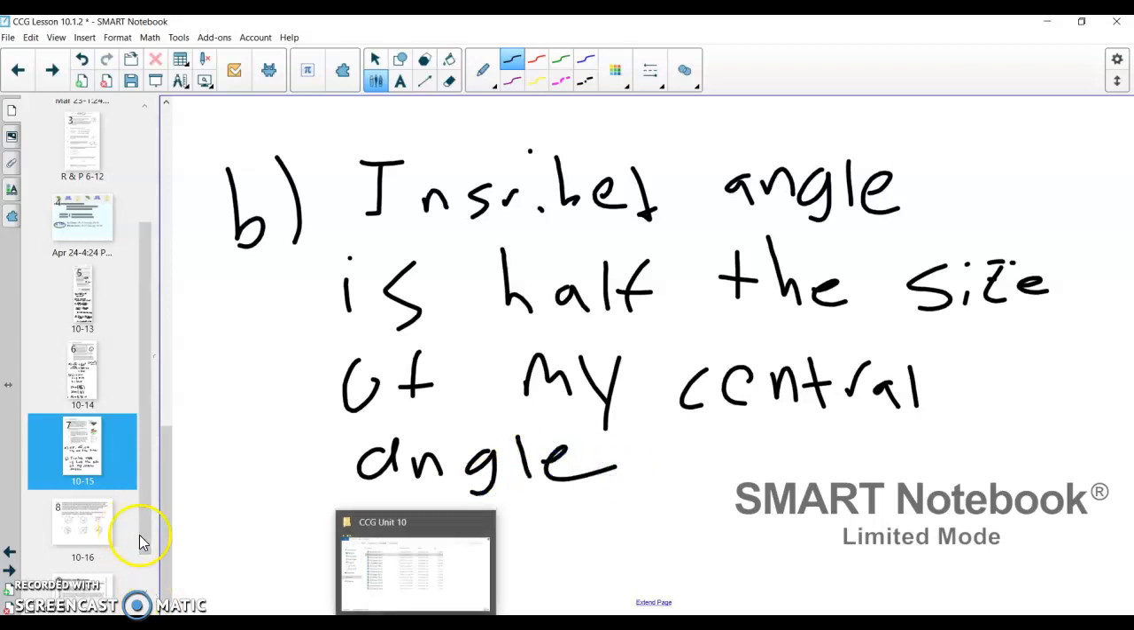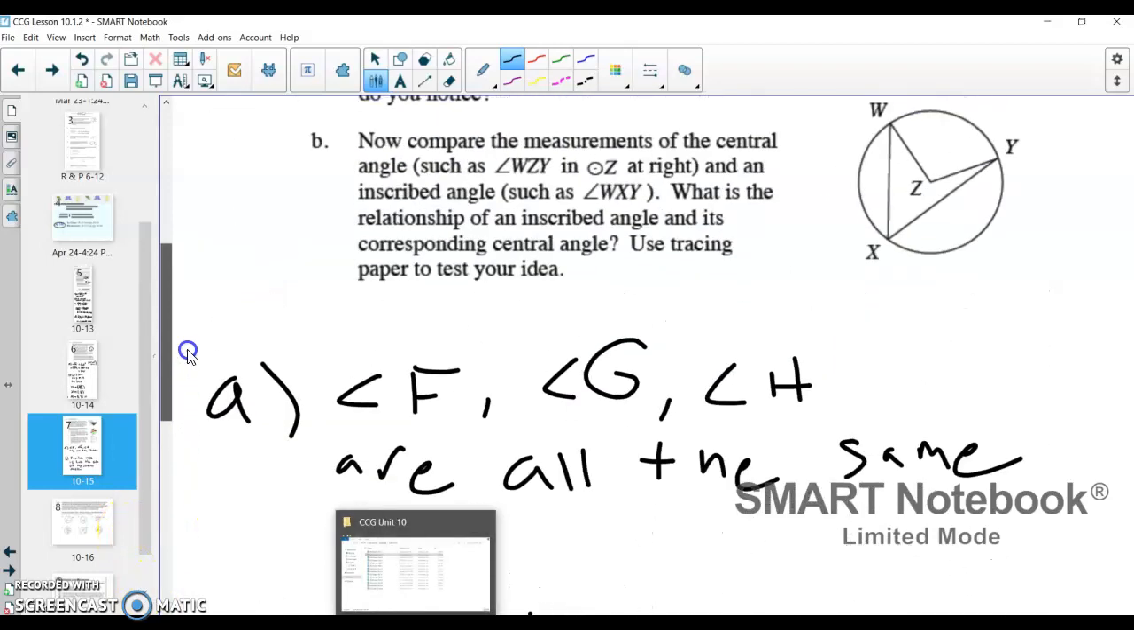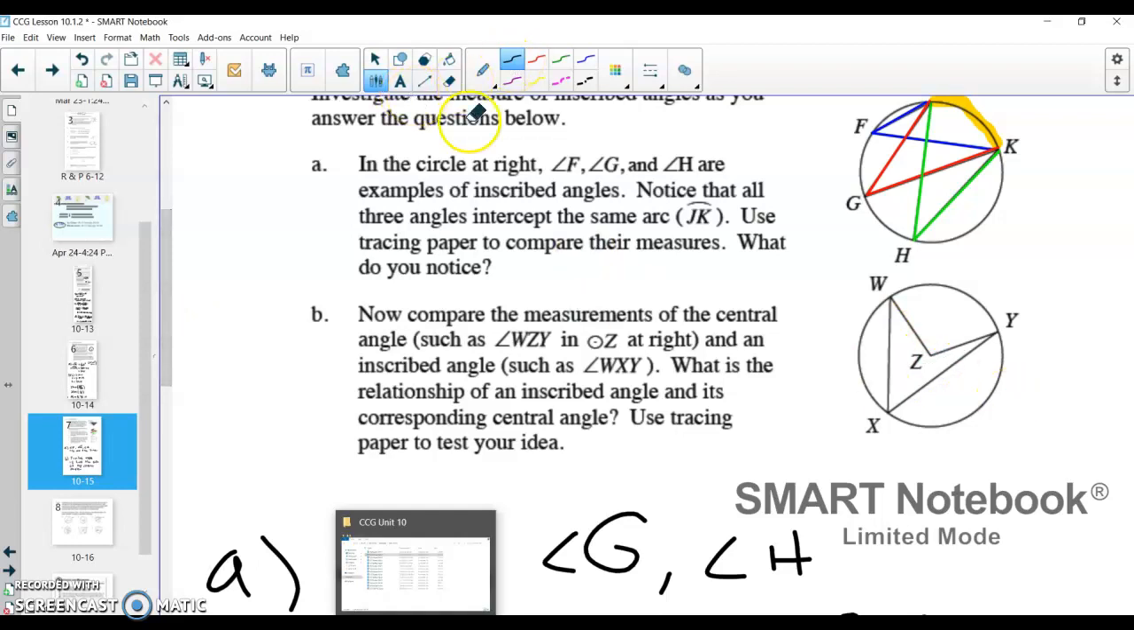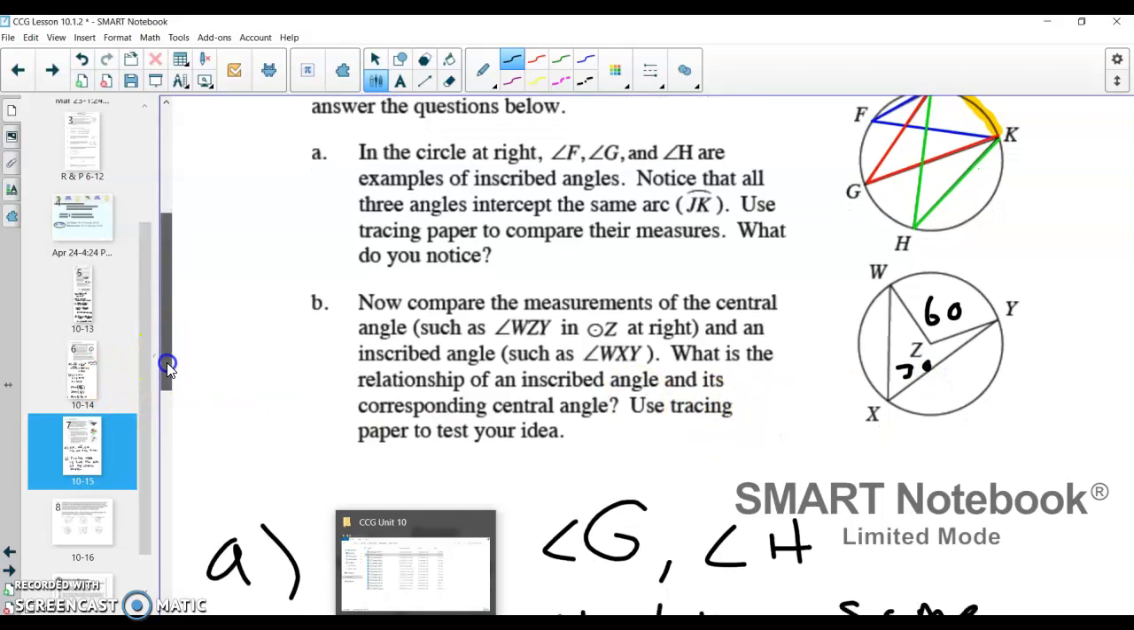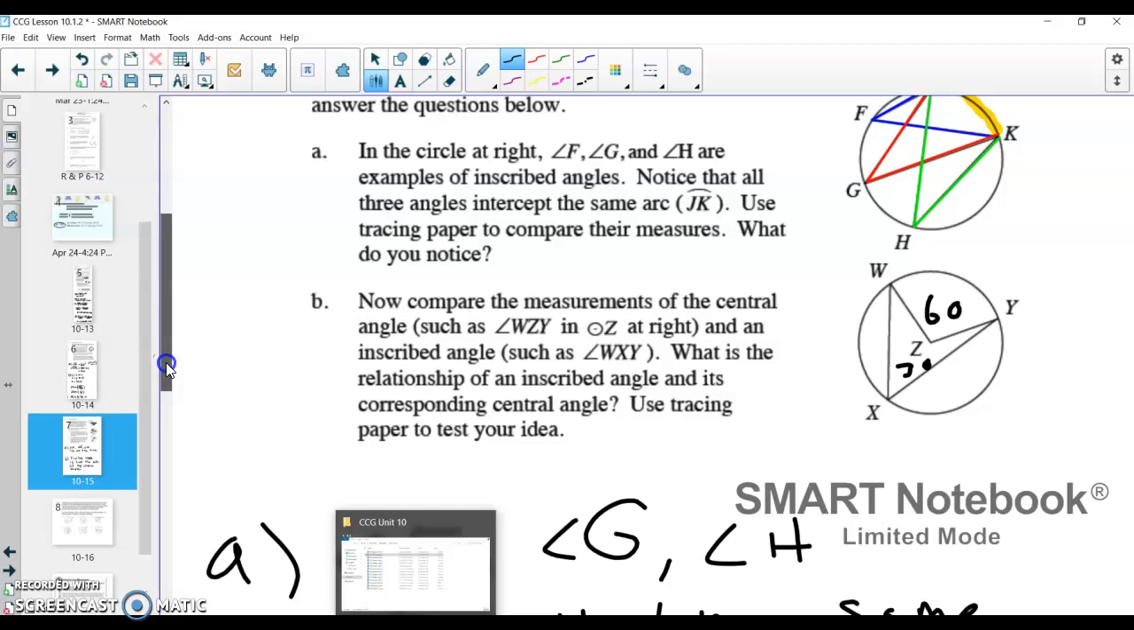All right, and so just to make sense of B a little bit more, what that's saying is if you called angle WZY, that central angle, 60, that means WXY would have to be 30, because it's half the size of it. Half the size of it. I was thinking of a better way to say it. I couldn't really do it.